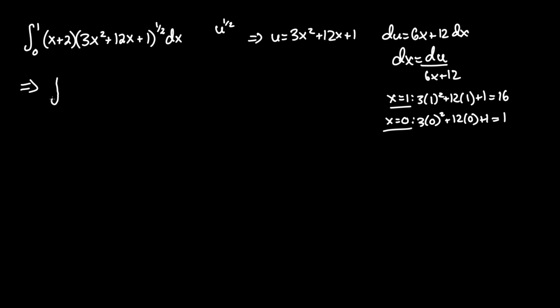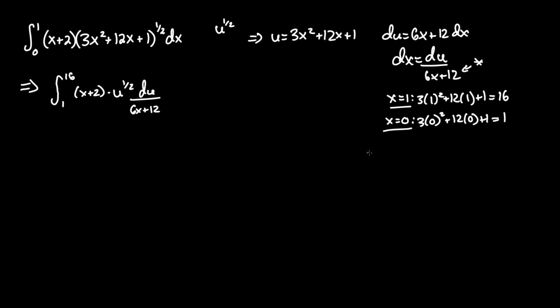So for this new integral, with the boundaries between 1 and 16, we still have our x plus 2 term. We didn't get rid of that. However, we did get rid of this whole exponential term, so we just turned it to u to the 1/2. And then we have du over 6x plus 12, what we did over here.